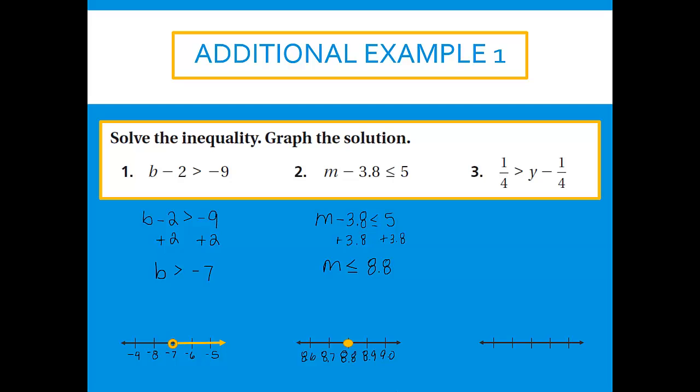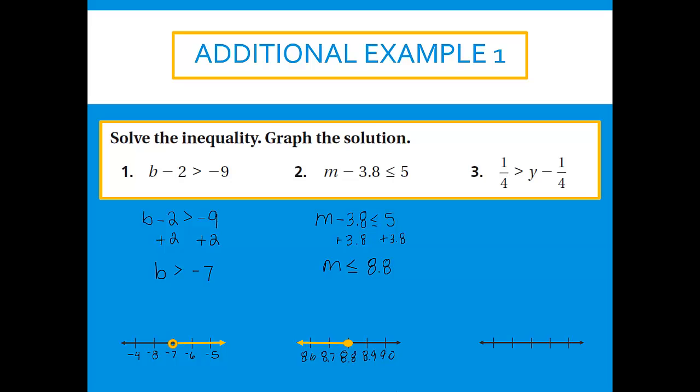And then we need to decide which direction to shade. So we can check a number on each side. So we have 8 and 7/10. So we can check that. 8 and 7/10 is less than or equal to 8 and 8/10. And that is a true statement. If we check a number on the right-hand side, 8 and 9/10, 8 and 9/10 is not less than or equal to 8 and 8/10. So we would shade to the left.